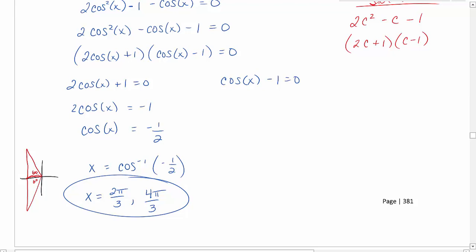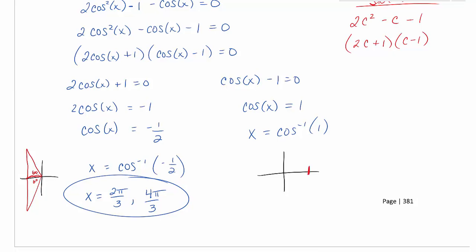Now let's solve cosine of x minus 1 equals 0. Isolating the cosine, we get cosine of x equals 1. So that means x is going to be cosine inverse of 1. We want to think, where on the unit circle does cosine have a value of positive 1? Well, that only happens one spot, and that's right here. So x is equal to 0.